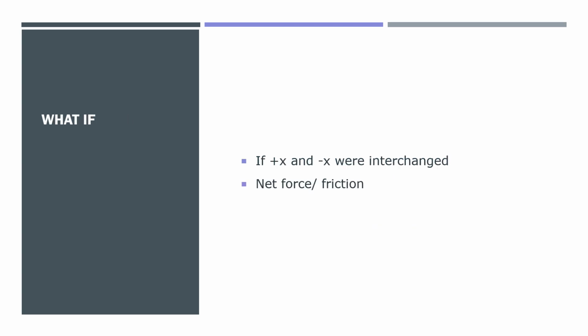And then some what if questions. If the positive x and the negative x were interchanged, this is like a change in direction, changing sign based on where the orange is thrown. So possible changes: the initial and final position or direction of motion could have been changed.